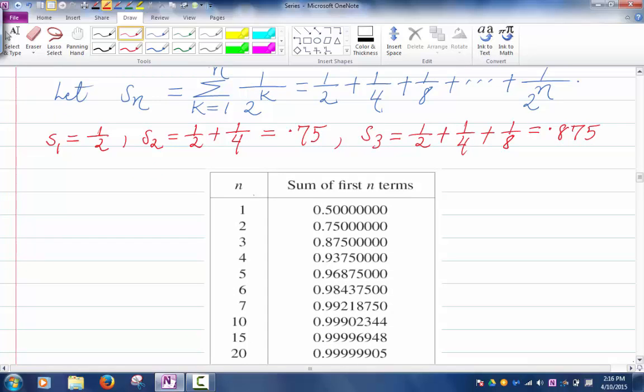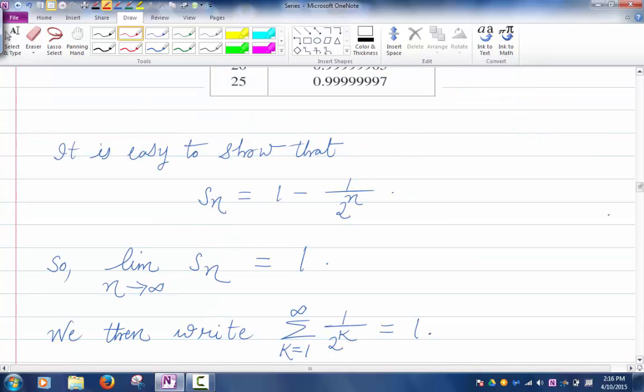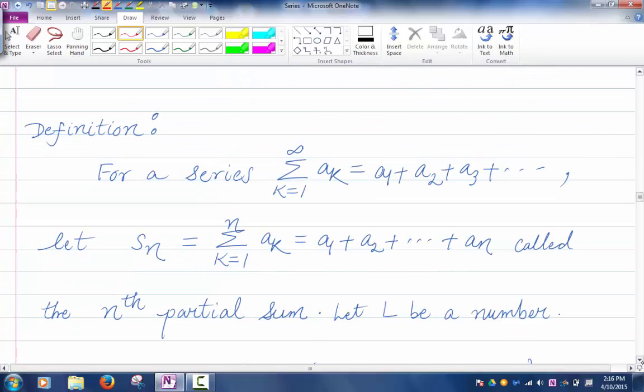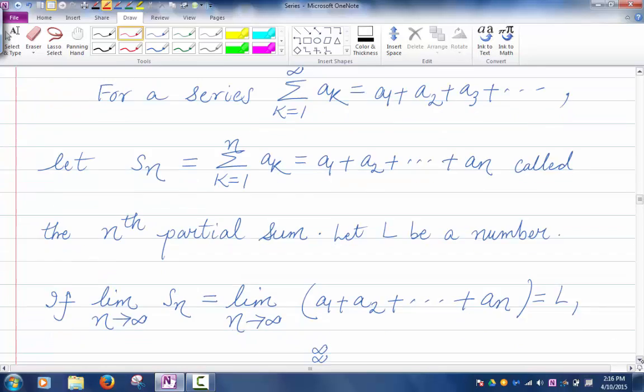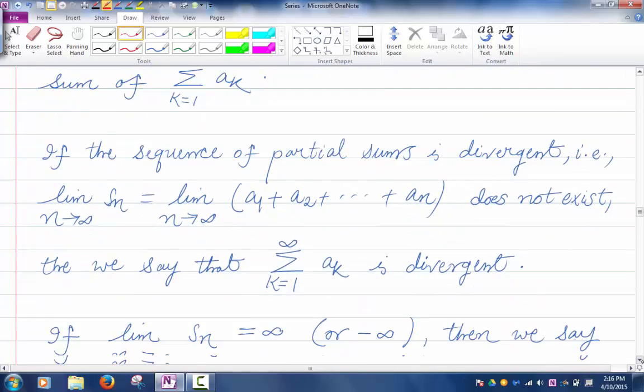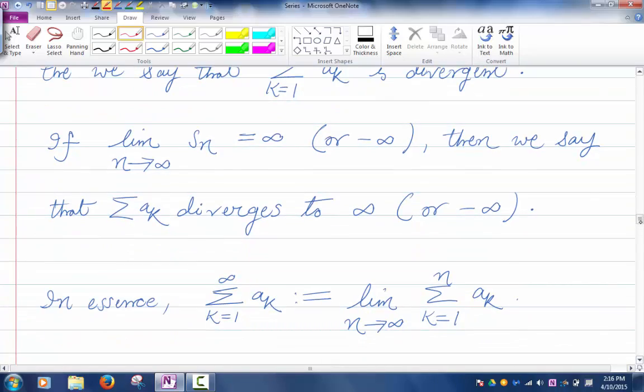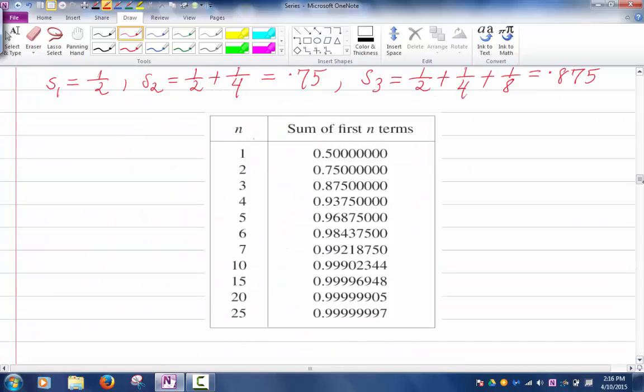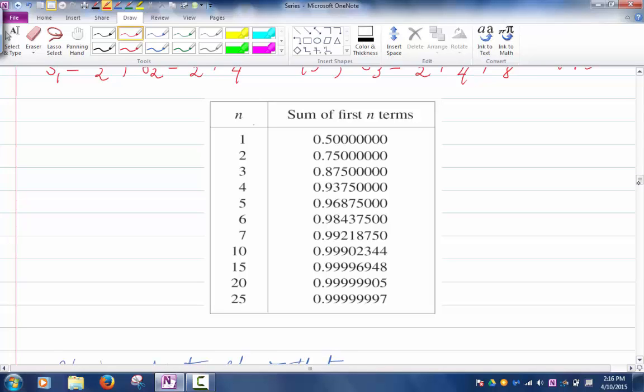Now, you can use the calculator or ask a computer algebra system to compute the first 25 values of Sn. So S1, S2 up to S25. If you calculate all the way up to S25, this is the table you're going to get. So S1 is 0.5, S2 is 0.75. What is S10? S10 is 0.9990234.